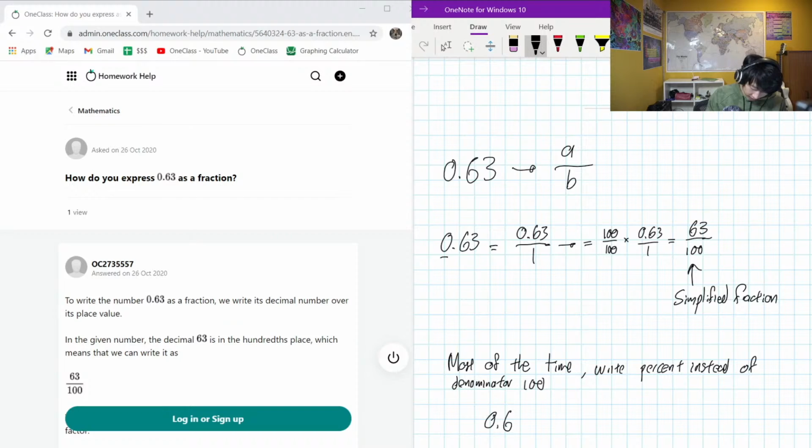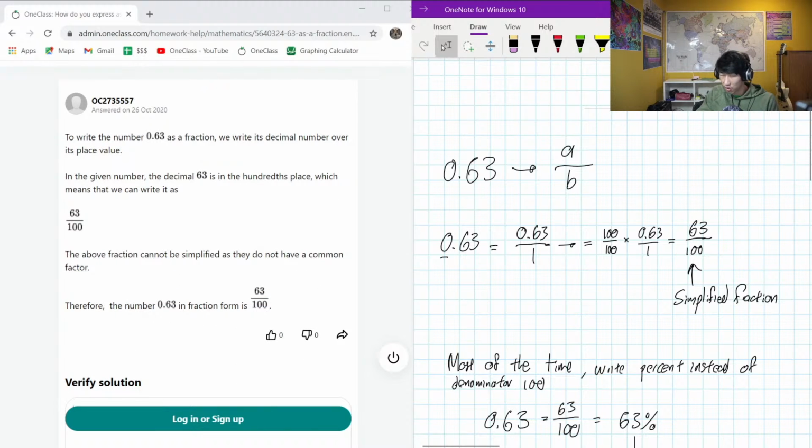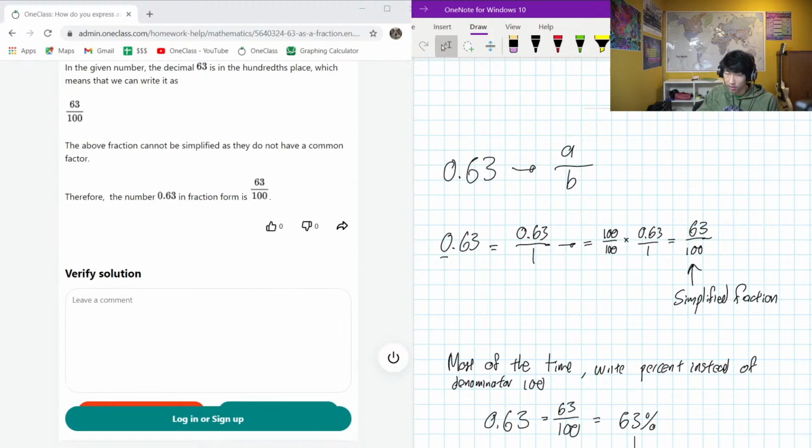Okay, so 0.63, we could clearly write that as 63 over 100, and we could also write that as 63%. As you can see, if you have 0 point something, just convert that into a percent, and that's perfectly valid as well. So that is how we can convert 0.63 into a fraction. Ain't that a beautiful thing?